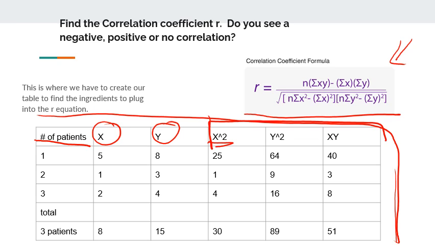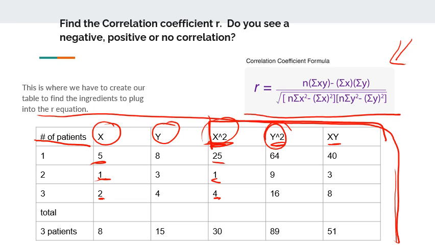So the next one, we're going to have an x squared section, then you're going to make a y squared section, and then you're going to make an x times y section. So all you really want to do is just start filling out the chart. For your x squared section, all you're going to do is take your x and square it. For this one, you're going to take 1 squared, and it's 1. For this, you're going to take 2 squared, and then it's 4.